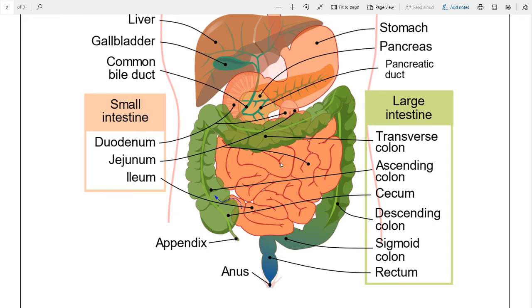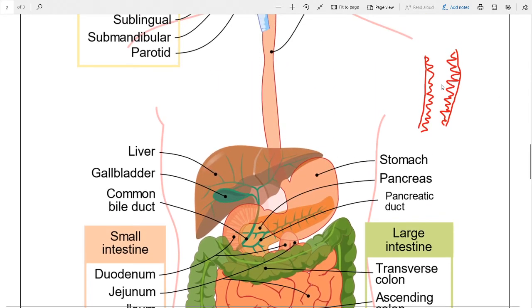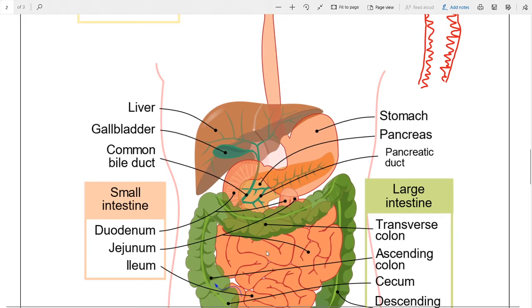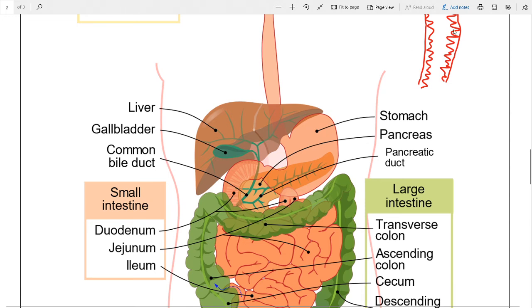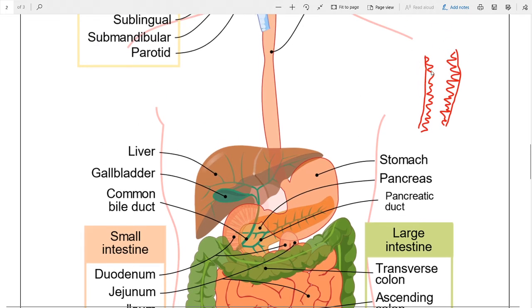And after the digestion of these fats, proteins, and carbohydrates, these get absorbed in this small intestine. As you can see, I have made this transverse section, cross section of this small intestine. If you see the internal linings of the small intestine, this type of structures are found in the small intestine.